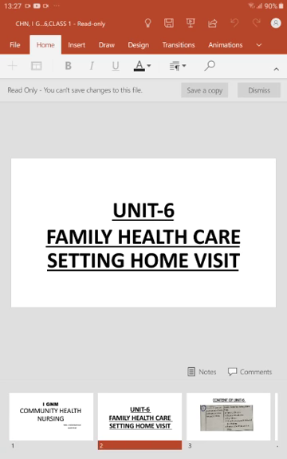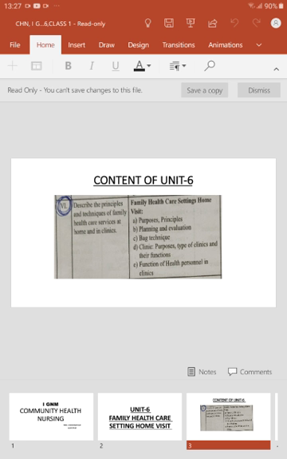We are starting unit 6.1, the family health care setting and home visit. These are the contents. First is the purpose and principles of home visit, and how we can plan and evaluate the home visit. Third is the bag technique. Then the fourth one is clinic. We are going to look at the purpose, the types of clinics and their functions, and the functions of health personnel in that clinic.